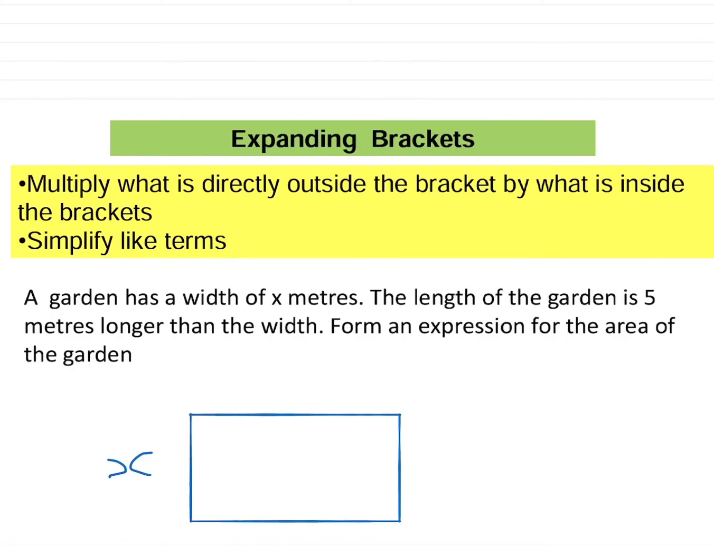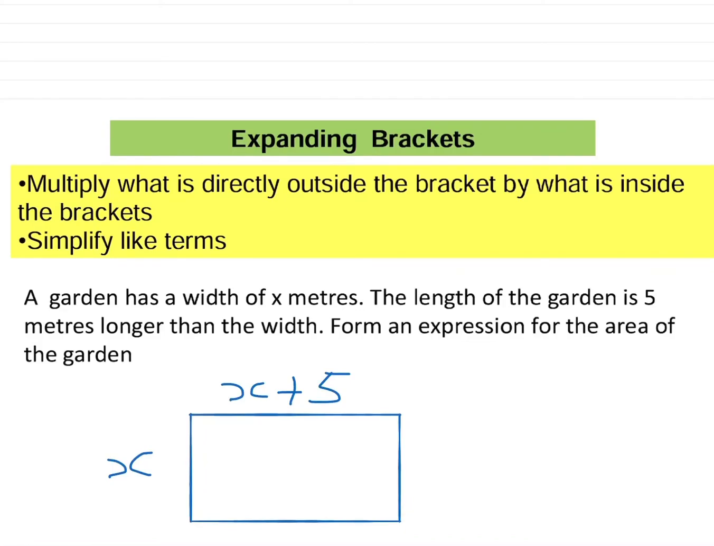So a lot of people get very confused as soon as word problems come into it, but let's just imagine we are told that the width was 10 meters. And if, let's say, the width was 10 meters and the length is 5 meters longer than that, you know straight away you're going to do 5 plus 10. So it's the exact same here. If we know that the width is x and the length then is 5 meters longer than that, it's just going to be x plus 5.